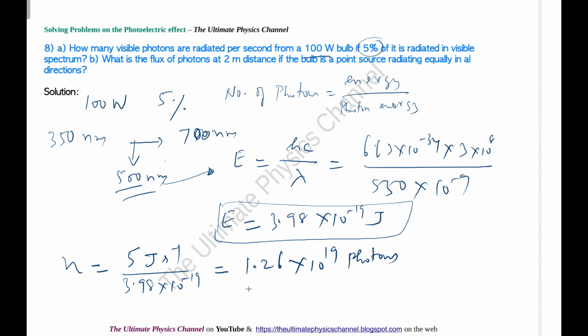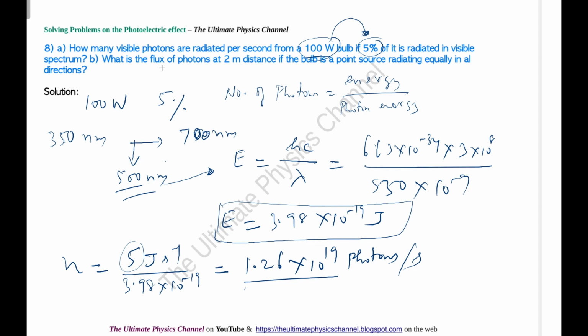Remember, the bulb is 100 watts, but only 5% of it is in the visible spectrum, and that is where the photometric conversion occurs. And therefore, here we have 5% of 100 is 5 watts, so we have to take that and calculate the number of visible photons per second, and that is 1.26 into 10 power 19 photons. Right. Now this answers the first part of the problem.